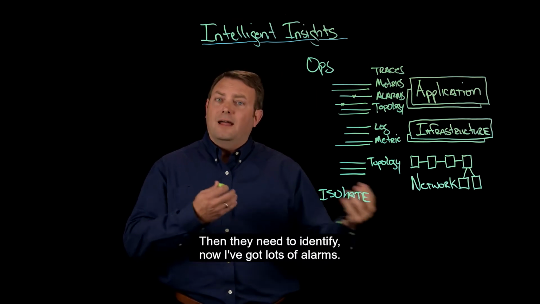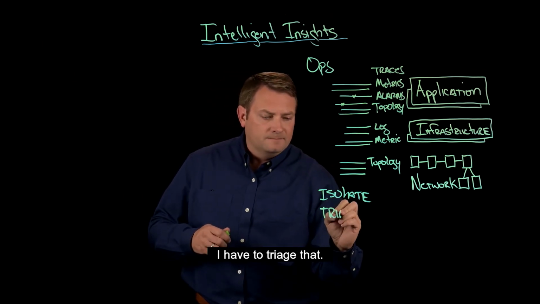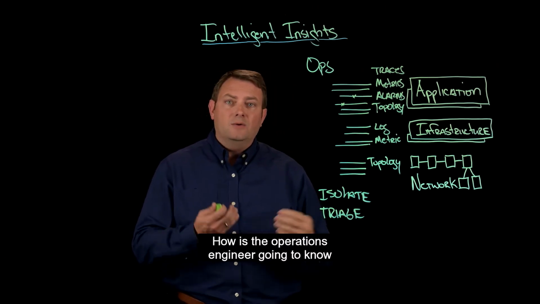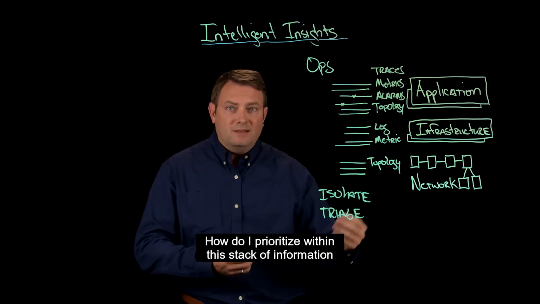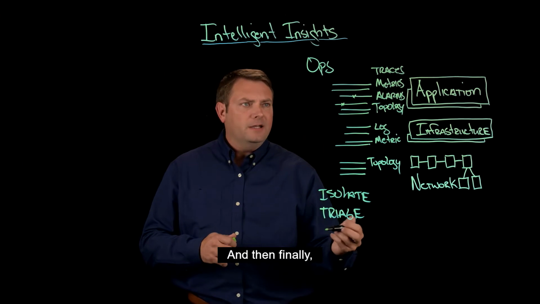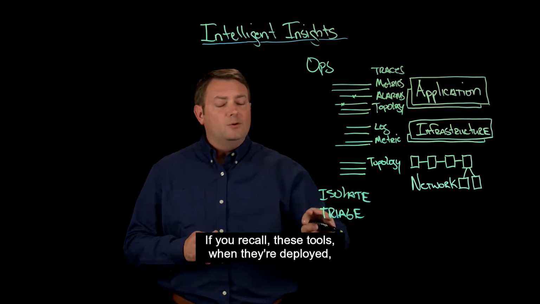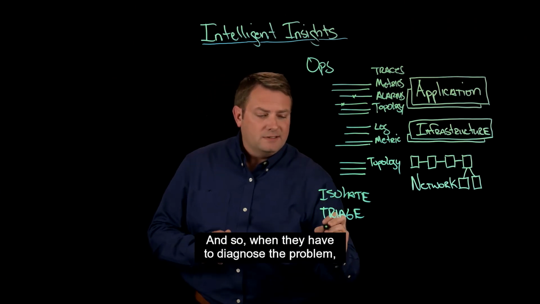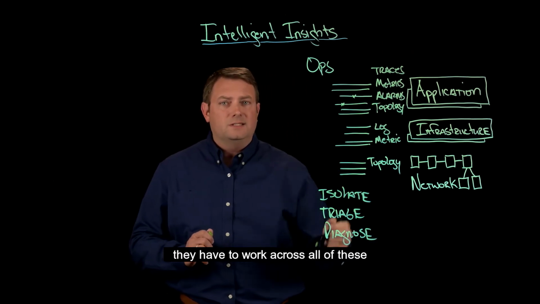Then they need to identify, now I've got lots of alarms, lots of incidents and lots of issues. I have to triage that. Triaging within this stream, you can imagine, is going to be difficult. How is the operations engineer going to know what's the most important thing to work on? How do I prioritize within this stack of information, within all of these incidents, to know which one's more important? And then finally, how can I make sense out of all of these disparate silos of information? If you recall, these tools, when they're deployed, each one's deployed to its own silo. So when they have to diagnose the problem, they have to work across all of these disparate streams of information.